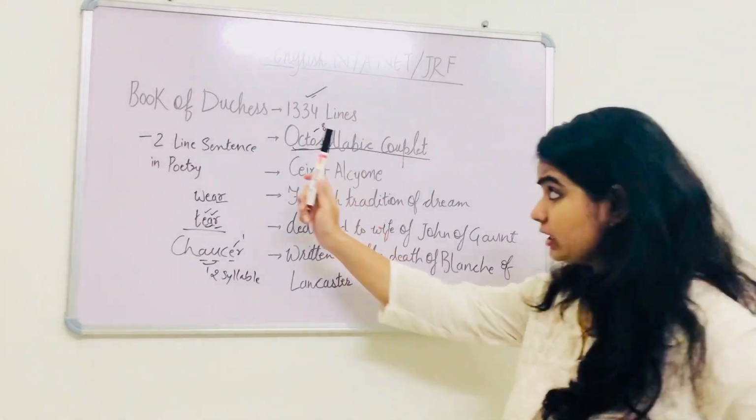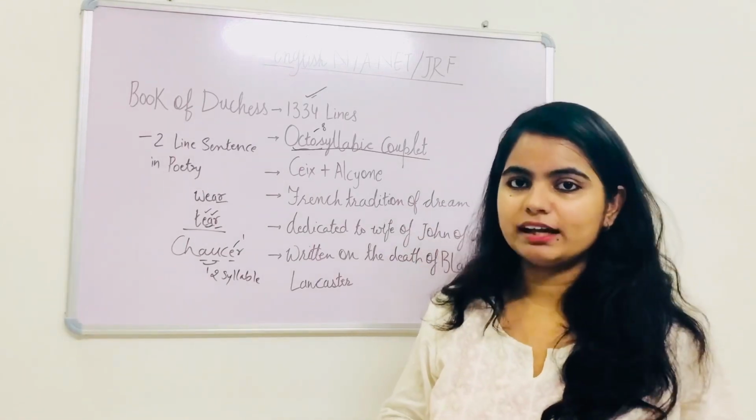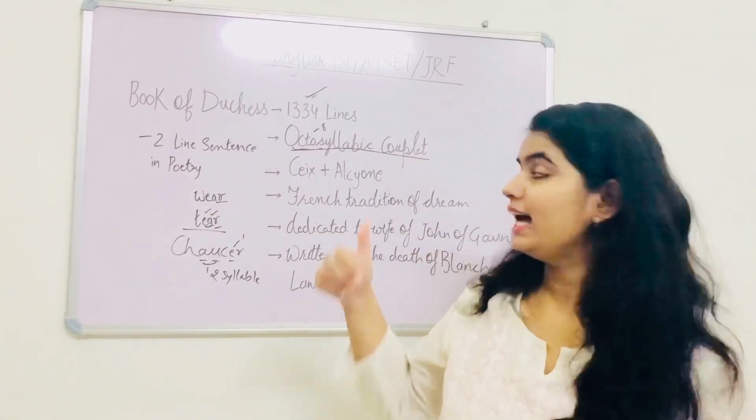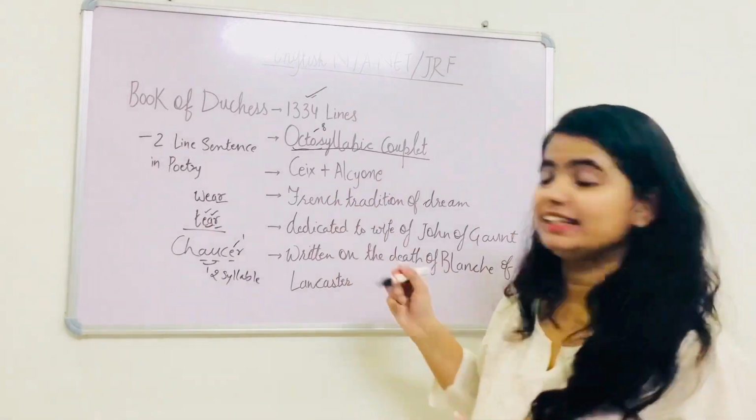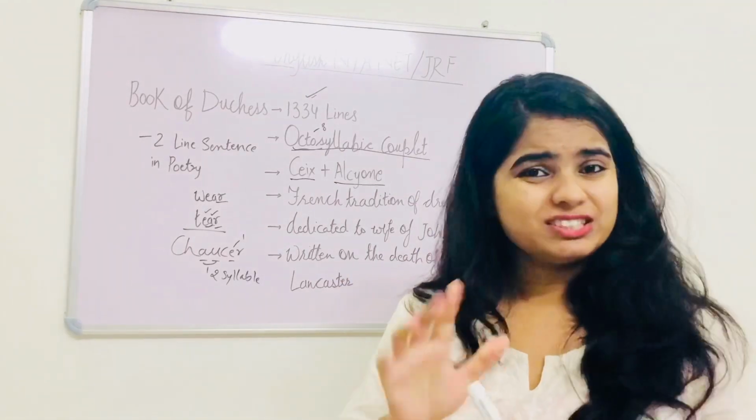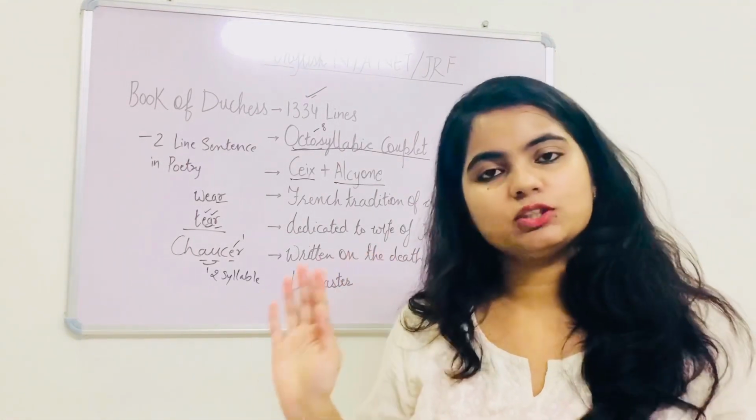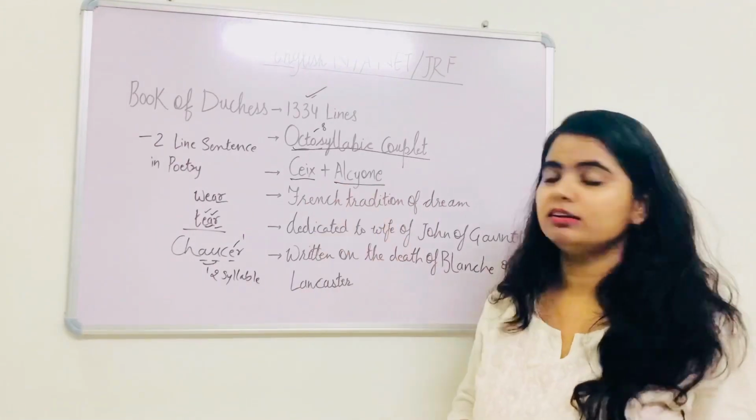So here, what is there in Book of the Duchess? Book of the Duchess was the first major work written by him, 1334 lines, and it has octosyllabic couplets. Next, the characters are Ceyx and Alcyone. Just remember they are the two characters. The story is about Ceyx and Alcyone, as you can write it down from here.